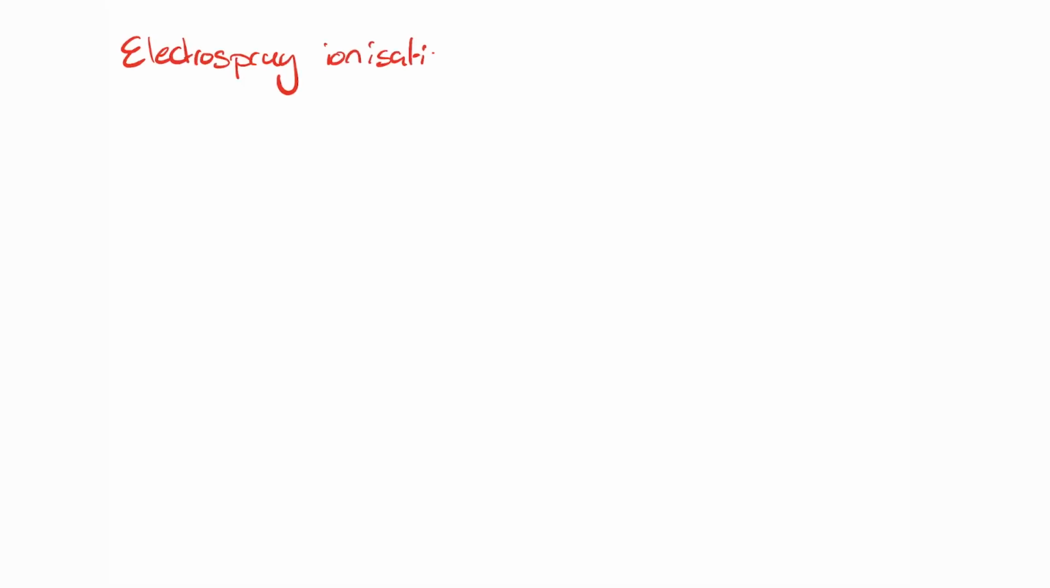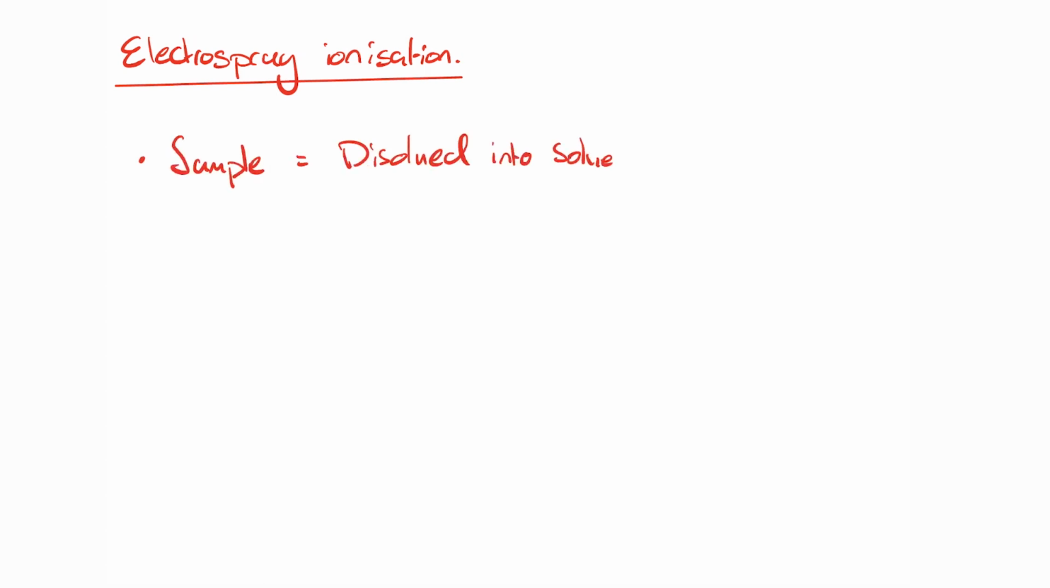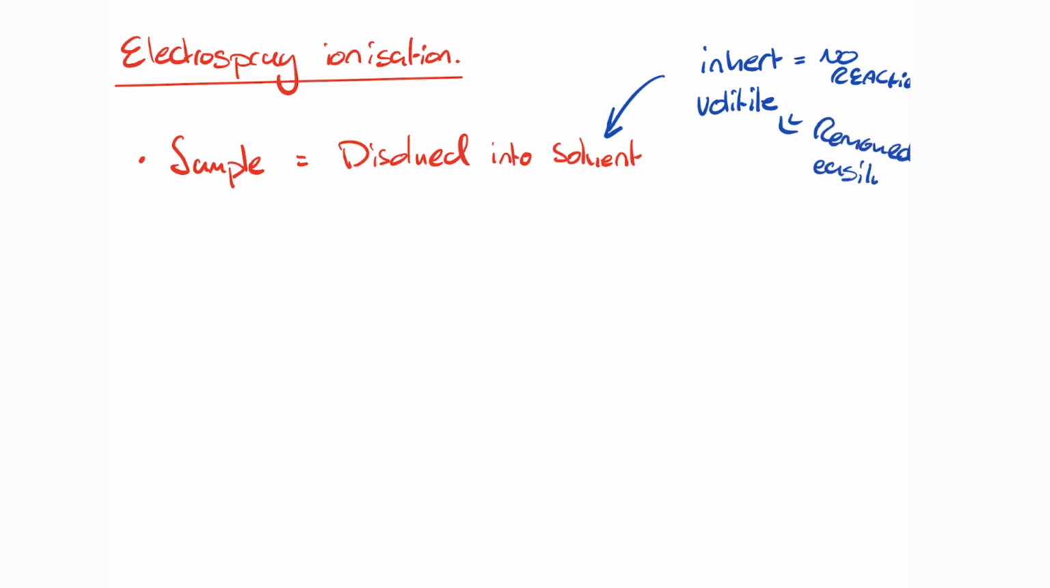The second way to ionize a sample is known as electrospray. In electrospray, the sample is dissolved into a solvent. The solvent is inert and volatile. Inert means no reaction, and volatile means it can be removed easily, because sometimes you have a very limited quantity of a sample and you don't want to waste it by dissolving it in a solvent and then never being able to get it back.